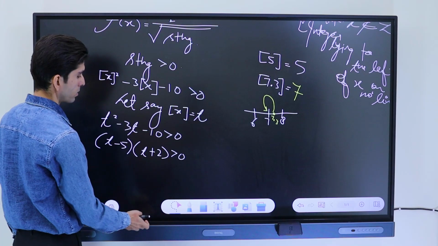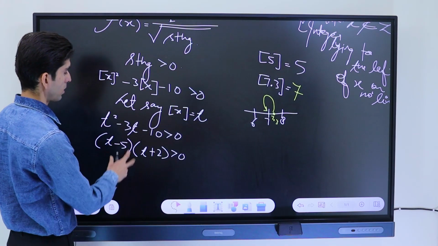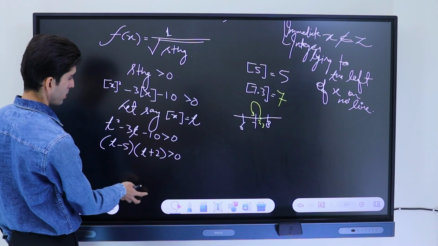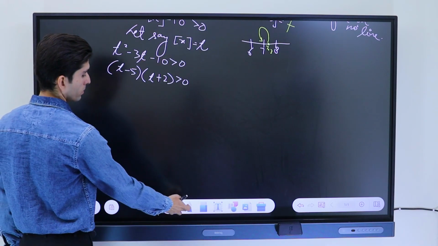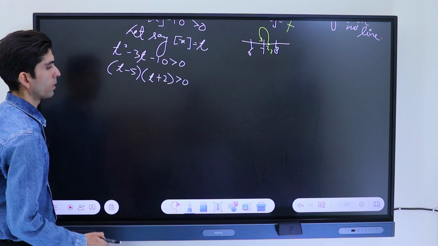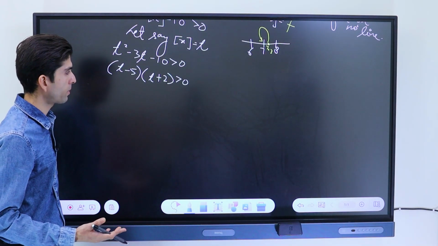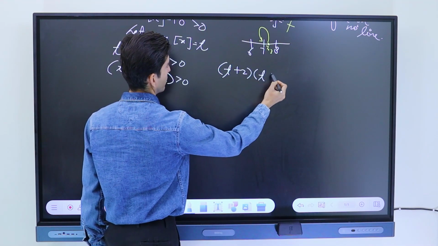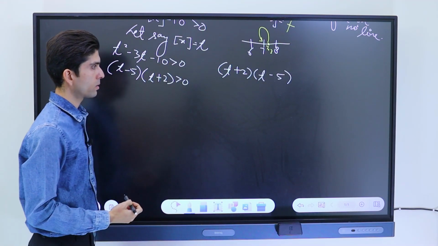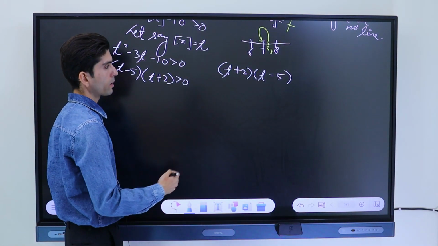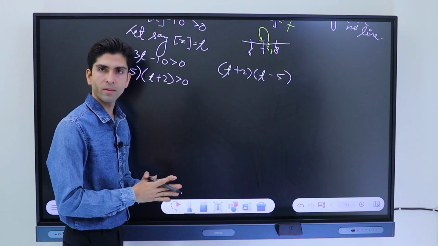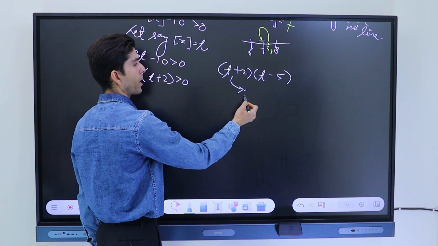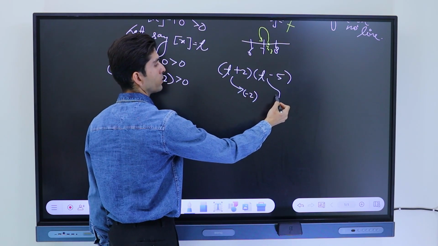Okay, so now what is our requirement? We want this expression to be positive, isn't it? Okay, we want this expression to be positive. So we have a method called the wavy curve method. So if we draw the wavy curve for this expression, (t plus 2) into (t minus 5), the critical points for this expression are what? How do we get critical points when we plot the wavy curve? All the linear factors we equate to 0. So when we equate t plus 2 equal to 0, we get minus 2. And when we equate t minus 5 equal to 0, we get 5.